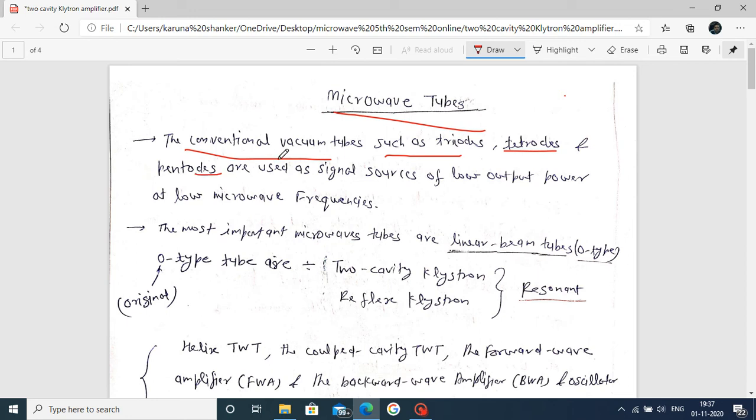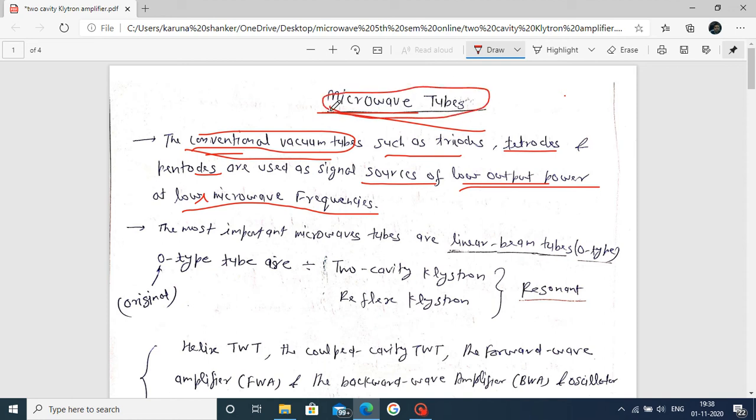These are also used to generate a signal source, but they are used below the microwave frequency, at the lower side of the microwave frequency, and also produce a low output. If we compare microwave tubes and conventional tubes, conventional tubes produce low output power below the microwave frequency range, whereas microwave tubes use frequencies above the microwave range and also produce more output power. This is the general difference.